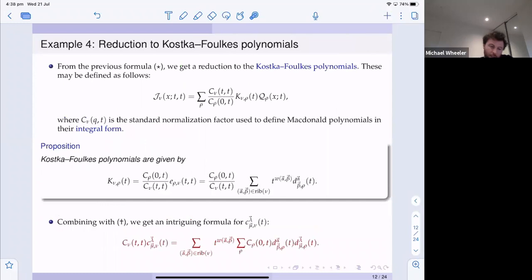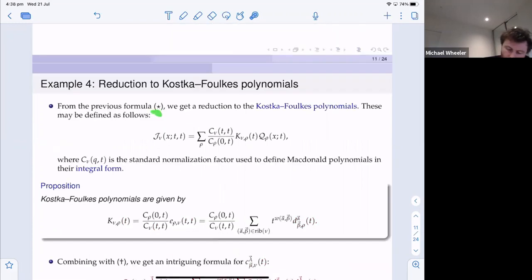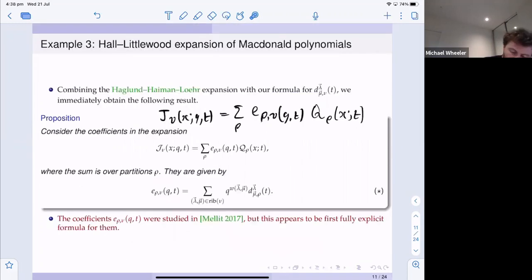All right. So let's do the final example before I get into more specifics about the Vertex model. This previous expansion that we looked at was given the label star. Effectively this expansion here has a reduction that will lead to the Koska-Fulks polynomials. So it's essentially a reduction.